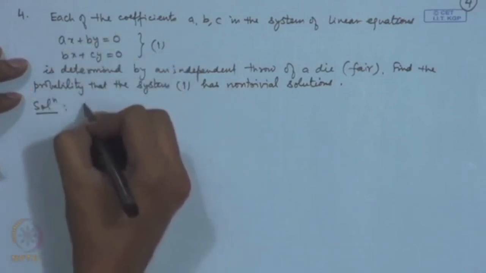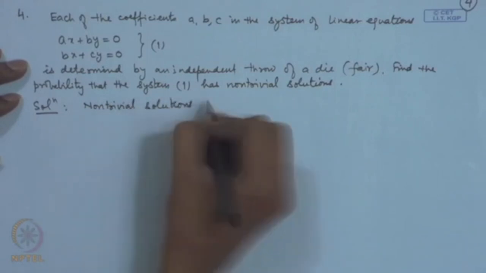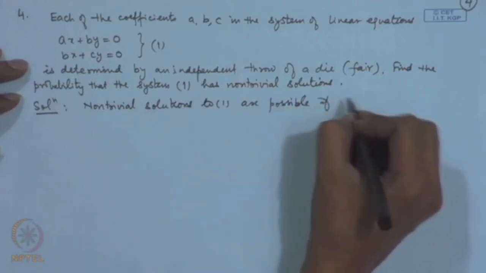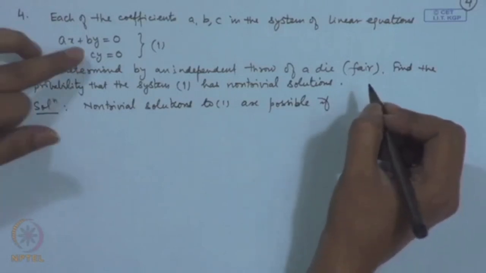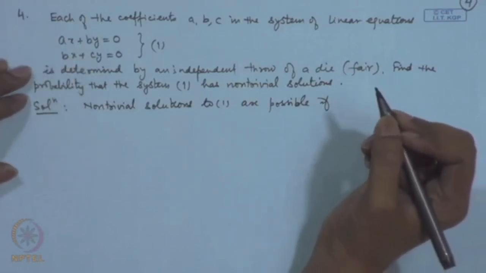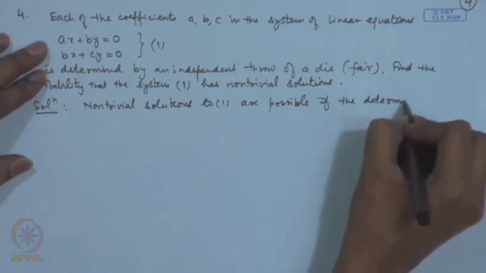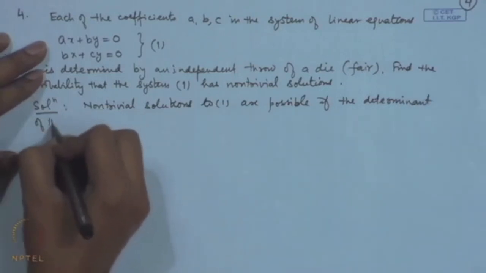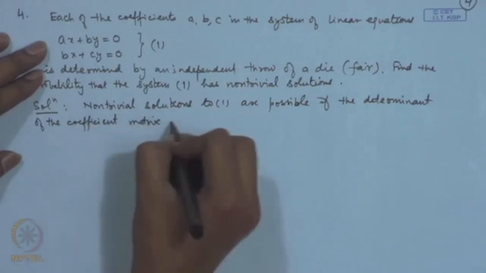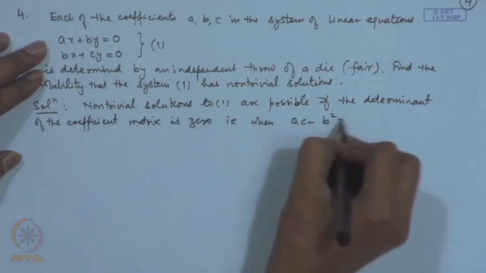So, non-trivial solutions to 1 are possible if the rank of the coefficient matrix is not 2, because if this coefficient matrix is invertible, then you will have only one solution, that is 0, 0. So, if the determinant of the coefficient matrix is 0, that is when AC minus B square is equal to 0.